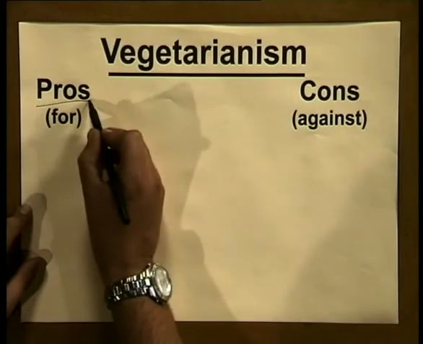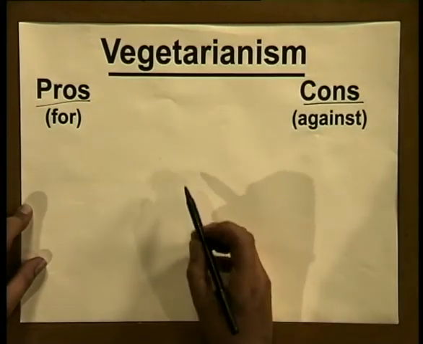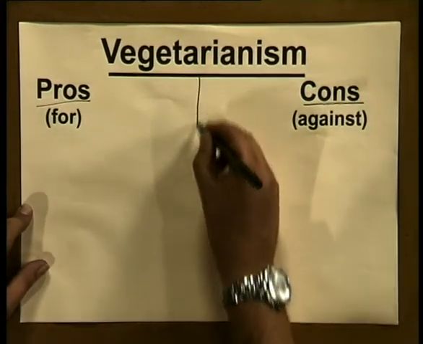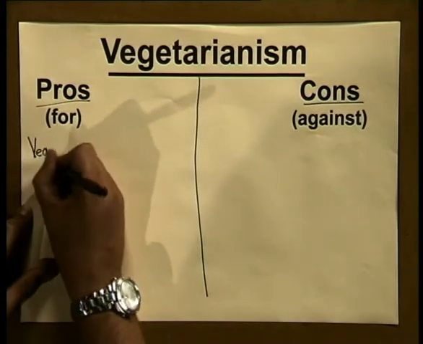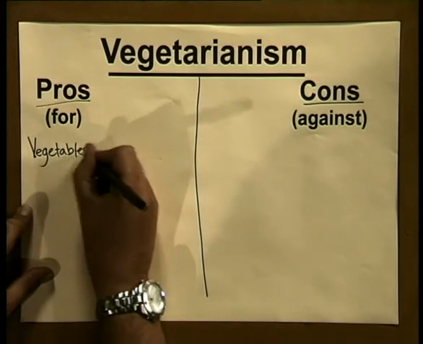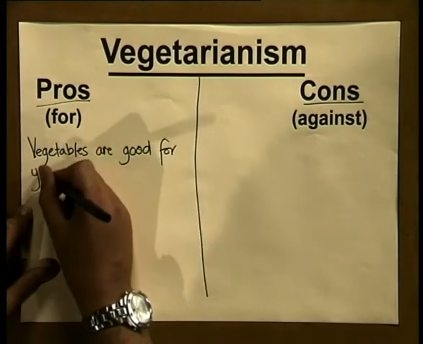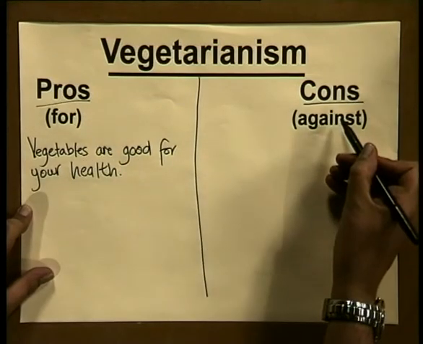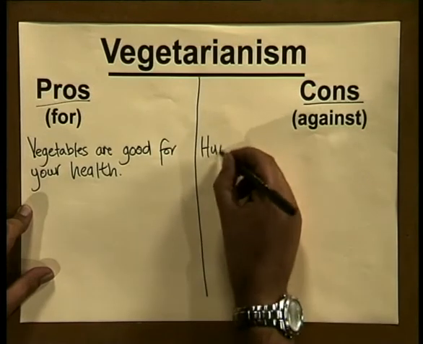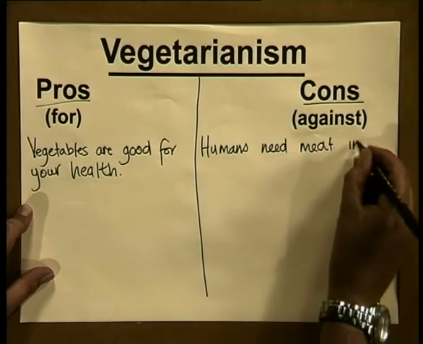Let's work on paper. What we'll do is write down one opinion, which is for vegetarianism, and one opinion against vegetarianism. They're known as pros and cons. So here we go. A pro, something for vegetarianism, could be vegetables are good for your health. And then something against vegetarianism, humans need meat in their diets.